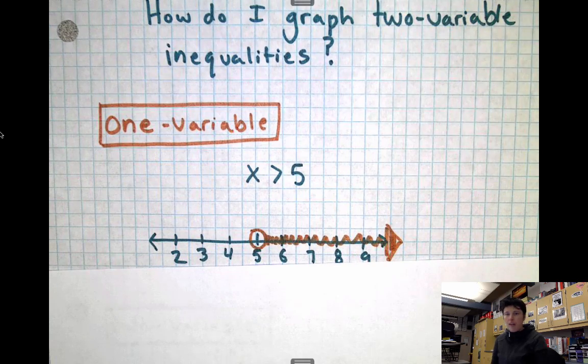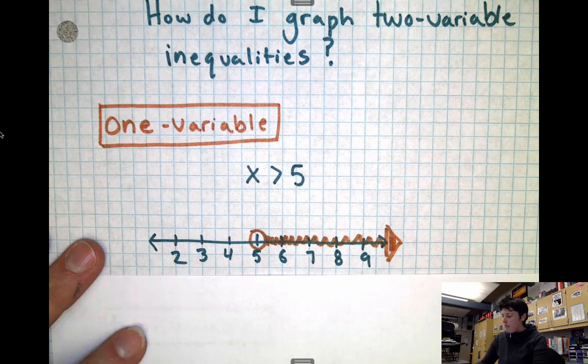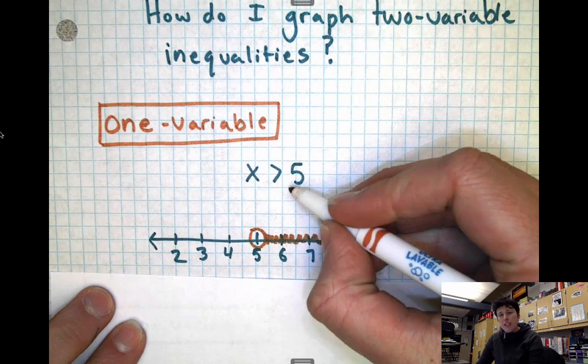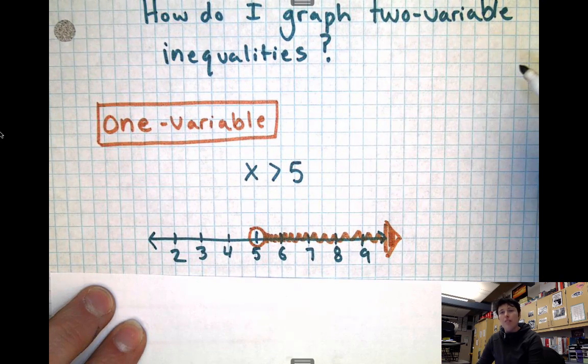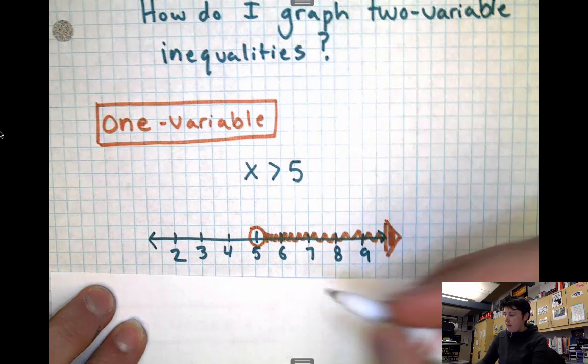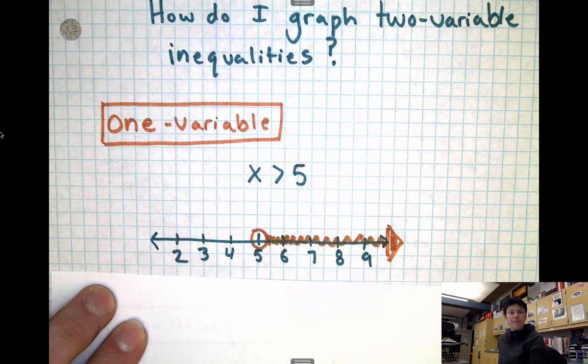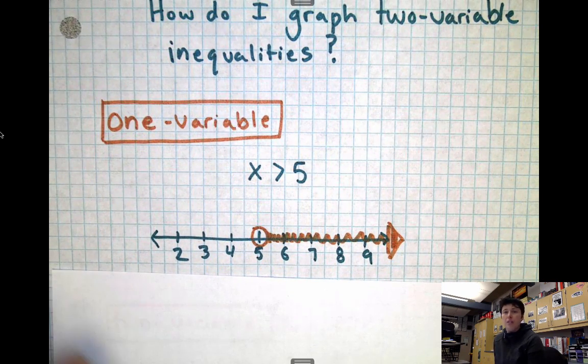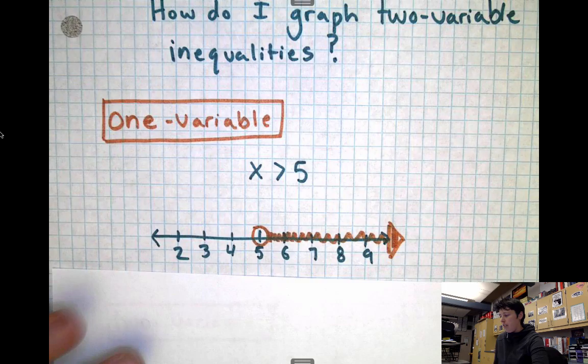It keeps on going. What I'm not going to do is fill in a solid point at 5, because there's no equal sign. x is not equal to 5, it's only greater than 5. So I leave an empty hole and I shade it to the right. Okay, so that's a one variable inequality, a little bit of review right there. But I'm not talking about that today. I'm not talking about one variable inequalities. I'm talking about two variable inequalities.